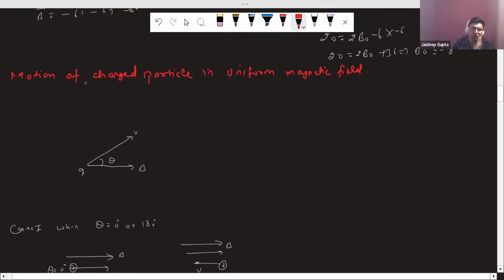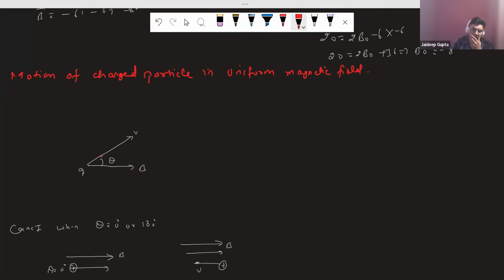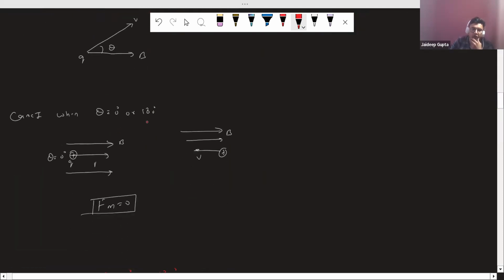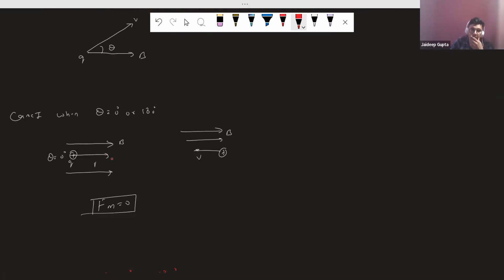Okay, now the motion of a charged particle in a uniform magnetic field. v is the velocity, B is the magnetic field. Let the particle be moving at an angle theta with the magnetic field, and q is the charge. Now, whether theta is 0 degrees or 180 degrees: theta 0 means the particle moves parallel to the magnetic field. When the particle moves parallel, sine theta is 0. It means F_m equals q v B sine 0, and sine 0 is 0, so the force is 0. So when a particle moves parallel to the magnetic field, the force experienced by the charged particle is 0.